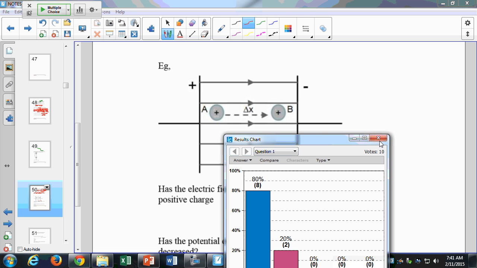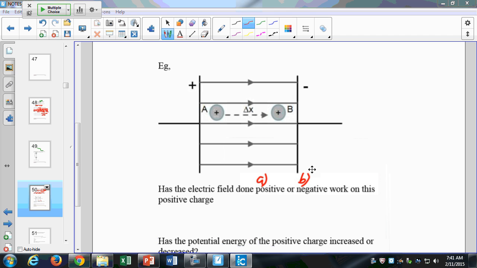A is the right answer. My force is in this direction, right? A positive particle feels a force in the same direction as the electric field. The displacement is in the same direction. Work is force dotted with our displacement. So that's a positive work.